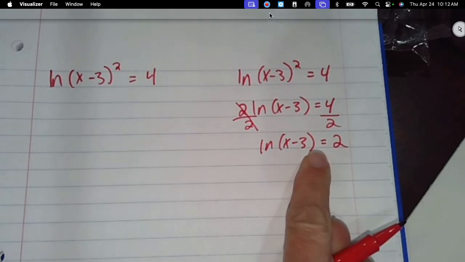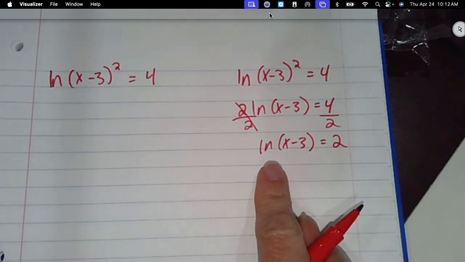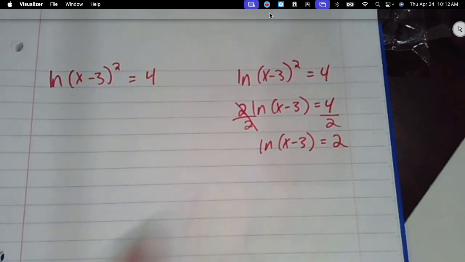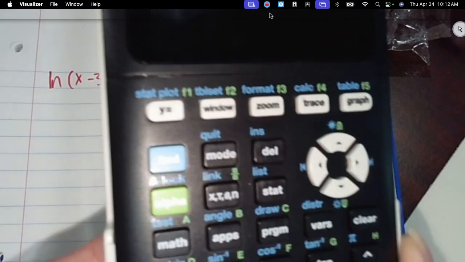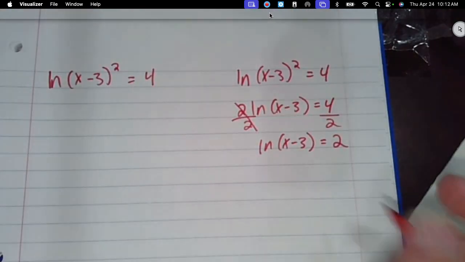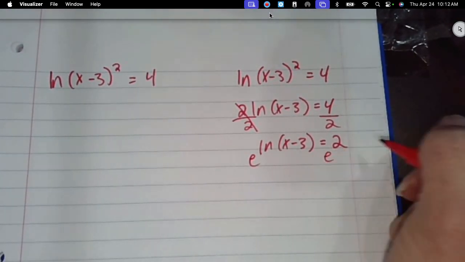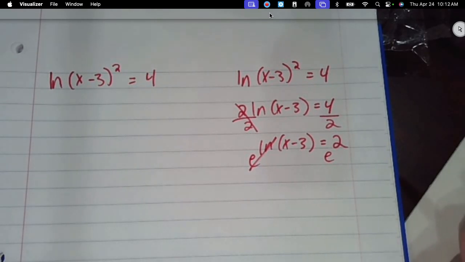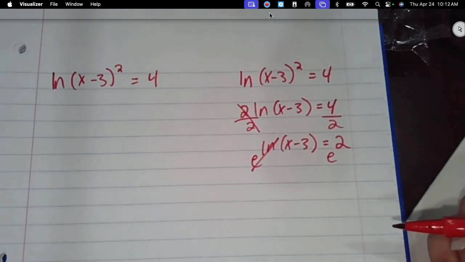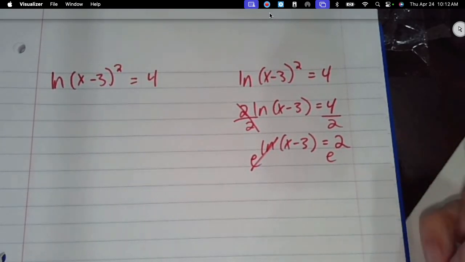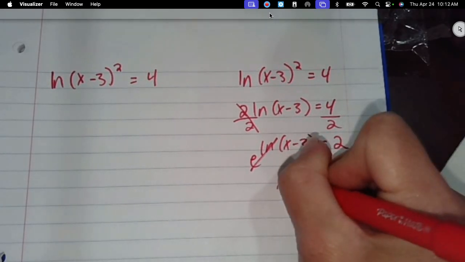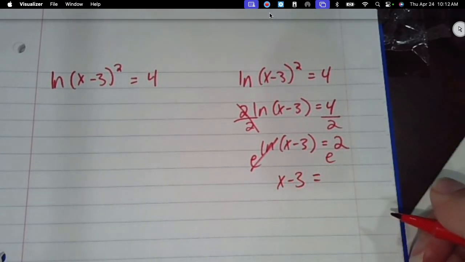Now, how do you get rid of a natural log? Look on your calculator. It's not log. It's not 10. On your calculator, if you look at the LN button, where is it? Right there. It's an E. You raise it to the E. So E and natural log cancel each other out. That's the whole point. You're trying to find what cancels out. So I get x minus 3 equals E squared.